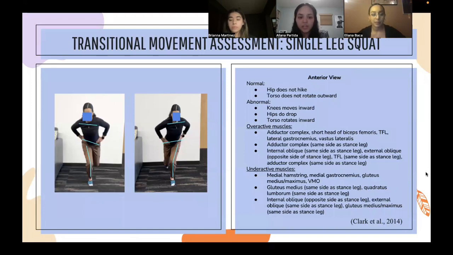Some kinetic chain checkpoints to focus on here are the knee and the lumbopelvic hip complex. And like I mentioned earlier, all the underactive muscles work against what the overactive ones are doing. So in them being underactive, that's what allows overactive muscles to have more control, thus causing the knees to move inward, the hip dropping, and the torso rotating inward as well.